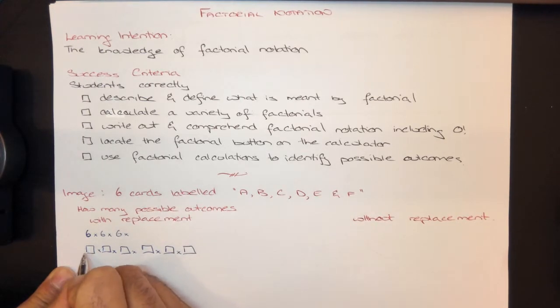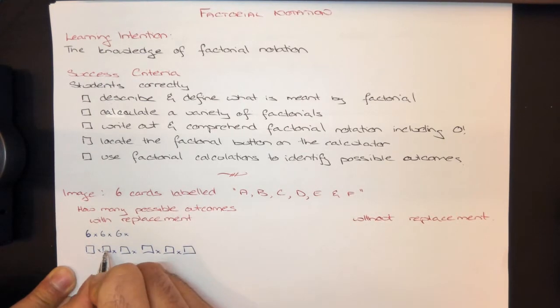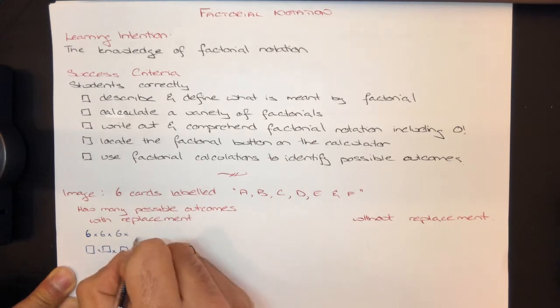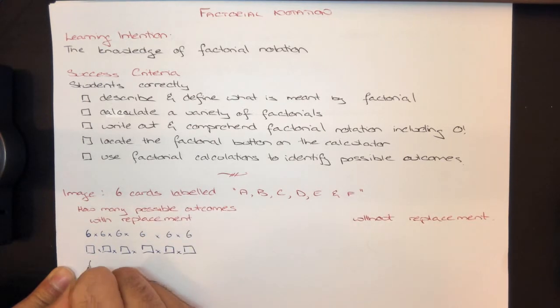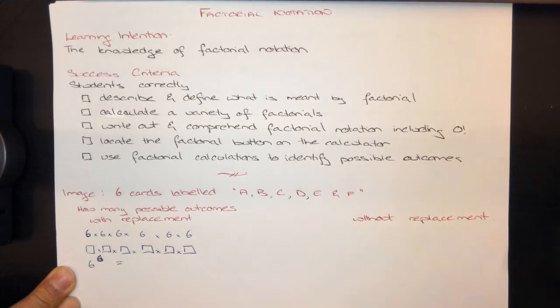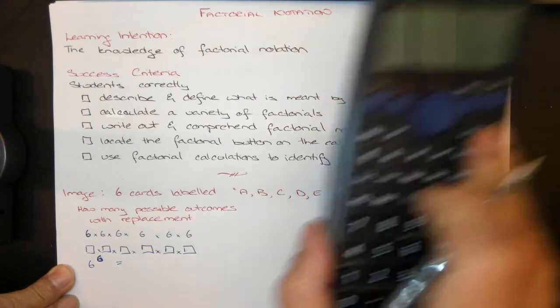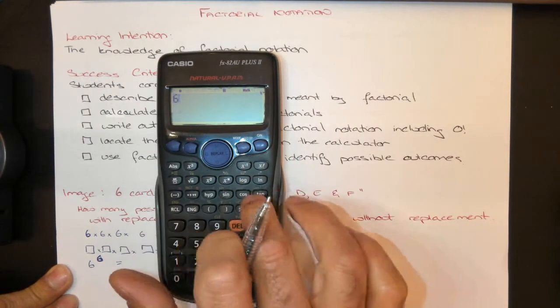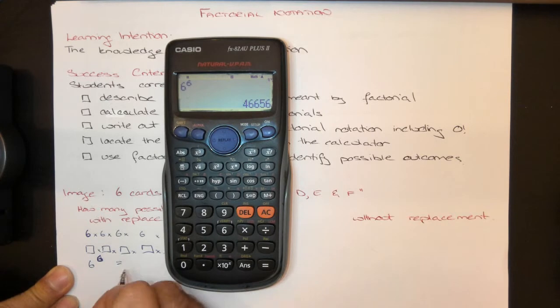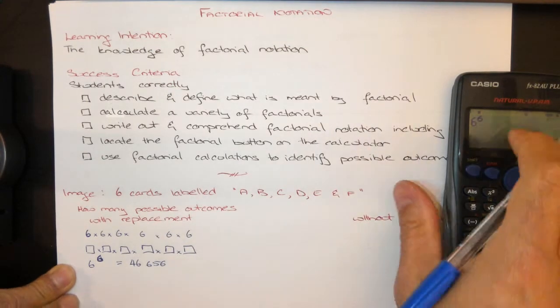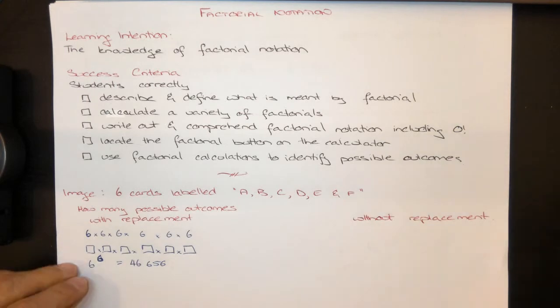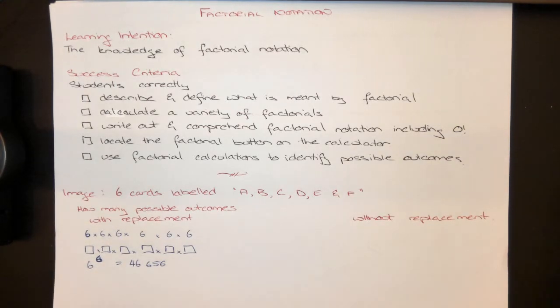So this could be A, B, C, D, E, F. This could also be A, B, C, D, E, F. So there's 6 possible outcomes per card, which means there is 6 to the power of 6. There will be 46,656 possible arrangements.